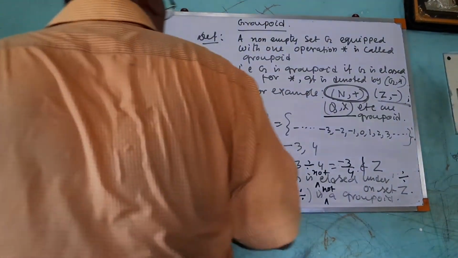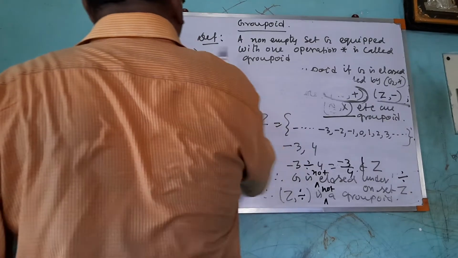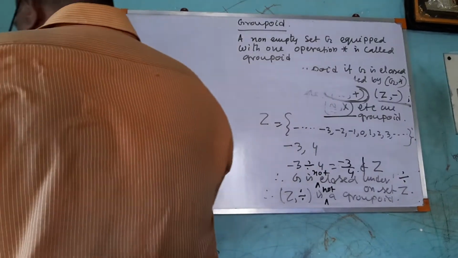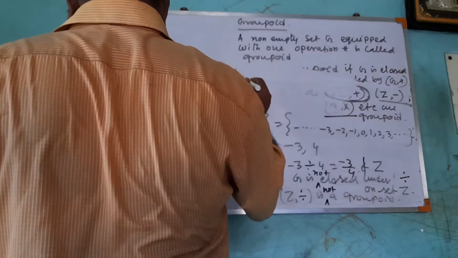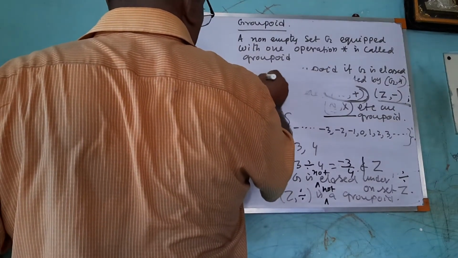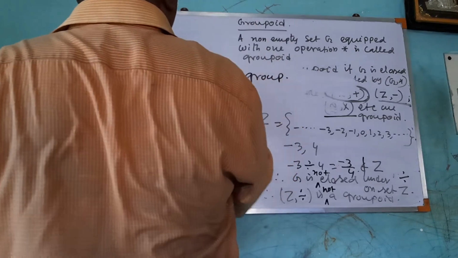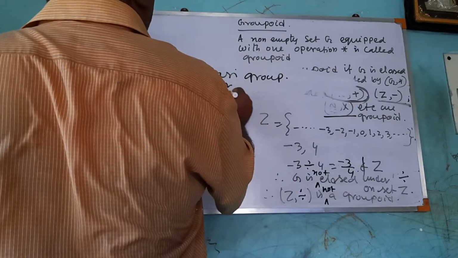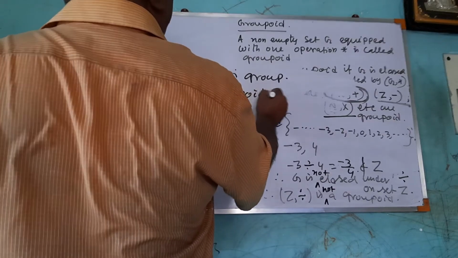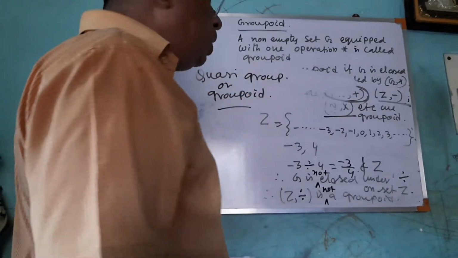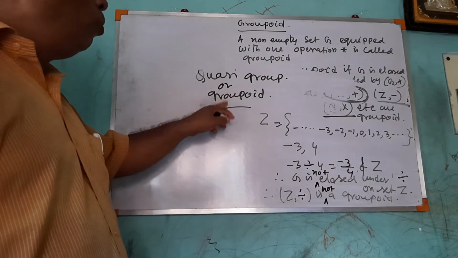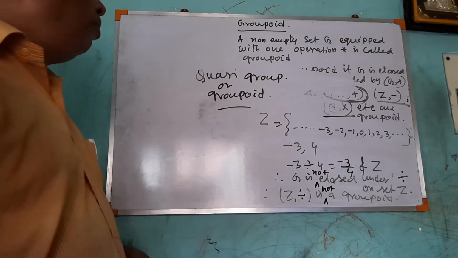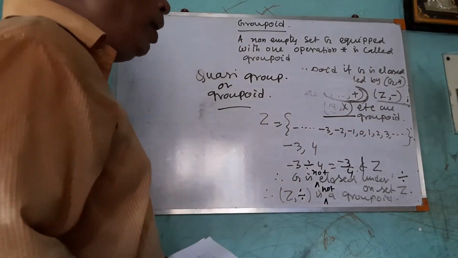Another name of groupoid is quasi group, Q-U-A-S-I. You can say quasi group or groupoid. Sometimes in the question they can ask what is quasi group. That means you have to write the definition of groupoid. Quasi group or groupoid are the same thing.